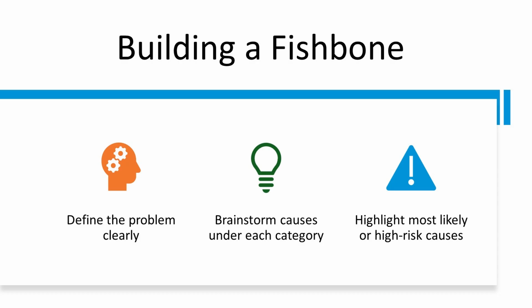Step 3. Brainstorm possible causes with your team and place each cause under the correct category. For example, under people, we might list new staff not fully trained. Under machine, we might list worn tooling or inconsistent pressure settings. Step 4. Once the fishbone is filled, review all the causes and highlight the most likely or highest risk ones. These become the focus of deeper analysis or trials.